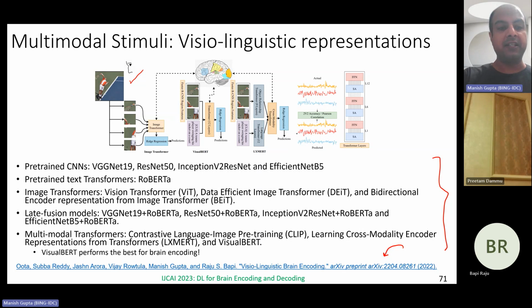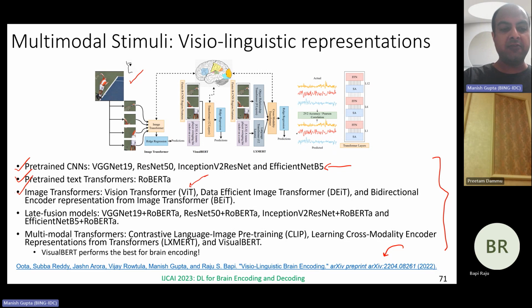For example, we experimented with pre-trained CNNs. We also experimented with pre-trained text transformers separately, just using the text modality, and just using the speech modality, right? And then we also leveraged image transformers. So to capture the image modality, we not only used the pre-trained CNNs; more recently, image transformers have also become popular. So we also experimented with the BEiT architecture, Bidirectional Encoder representation from Image Transformers, or others like Vision Transformer.